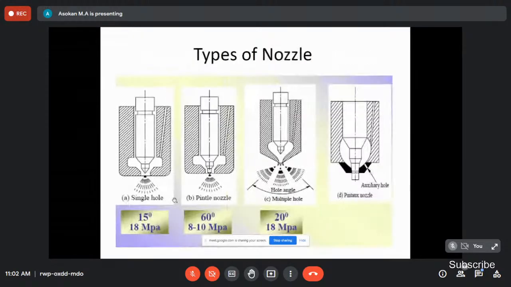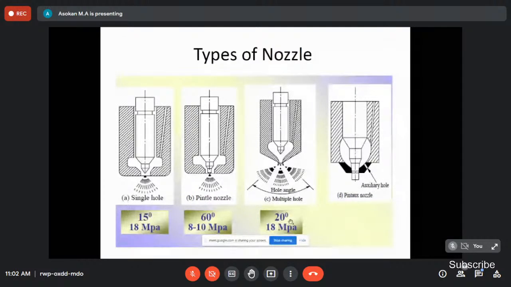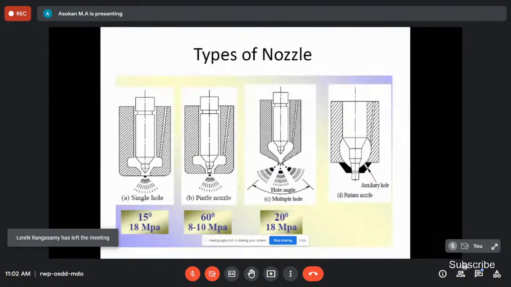Nozzle. There are different types: single hole, intermediate, multiple hole nozzles. Right? For the single hole, the angle is 15 degrees and the pressure is 18 megapascal. In the case of the intermediate nozzle, it is 8 to 10 megapascal. Right, for the multiple holes, see there are 3 holes, 2 holes, then that was 20. Then there is an auxiliary hole also. Due to the high pressure, initially through this auxiliary hole some amount of fuel is injected into the cylinder so that the preparatory combustion is already available in the cylinder. This enhances the combustion. That is why the auxiliary hole is there.